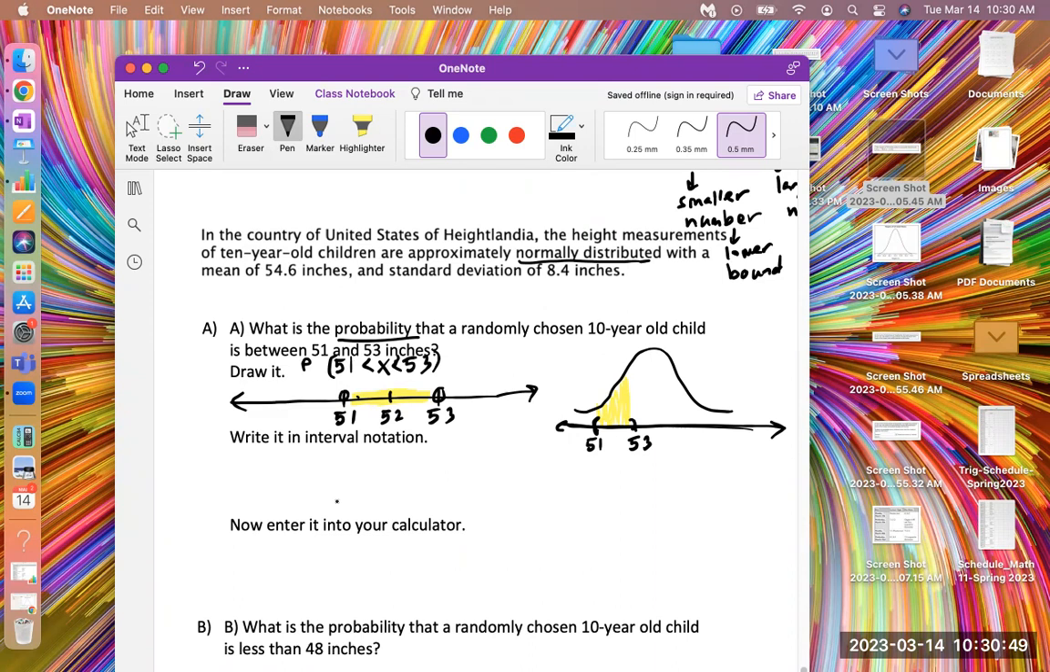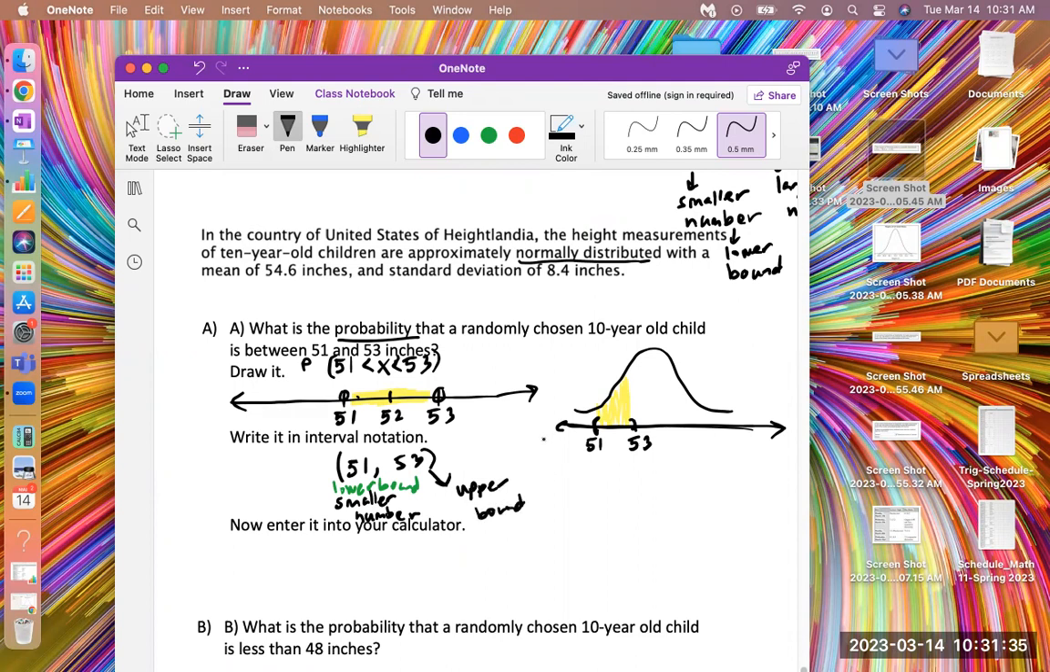Like I said, you take the smaller number on the interval, reading from left to right, where the shading starts. So it's starting at 51, and you put parentheses. This is the smaller number, and it's called the lower bound. Then 51, comma, 53 is the larger number, and it's the upper bound. Okay.